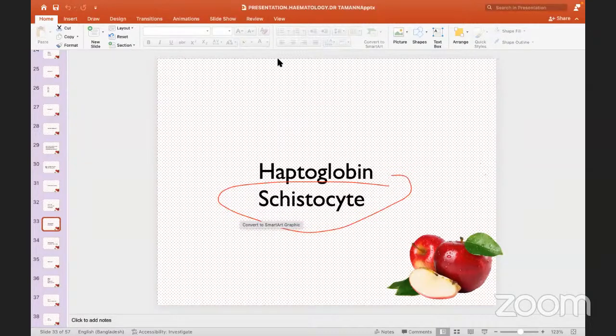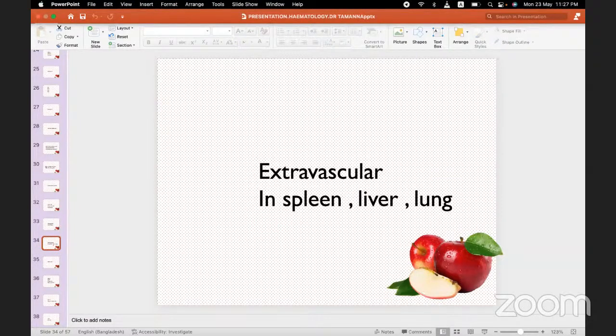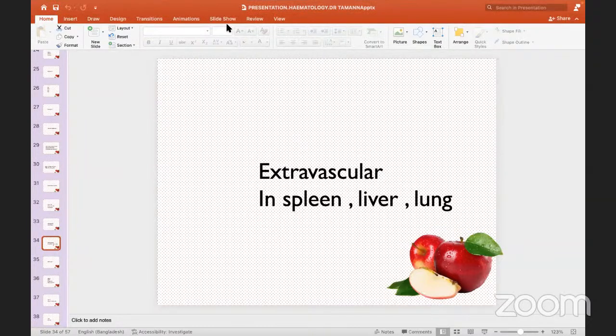I know you get confused with this name. So remember, schistocyte is the fragmented RBC. It is seen in intravascular hemolysis. But spherocyte or sickle cell is seen in extravascular hemolysis because they are destroyed in the macrophage. They are not destroyed in the blood vessel. Outside the blood vessel is called extravascular hemolysis, and it is spleen, liver, lung.